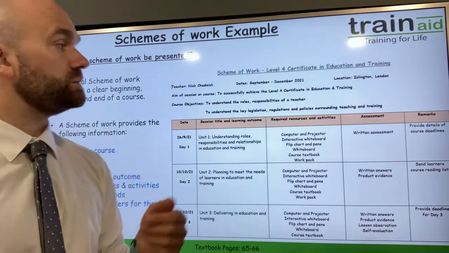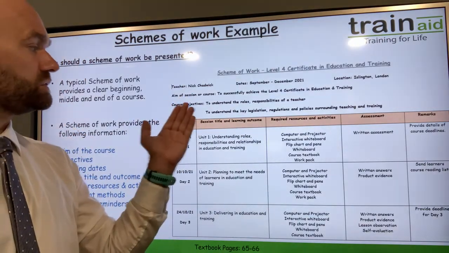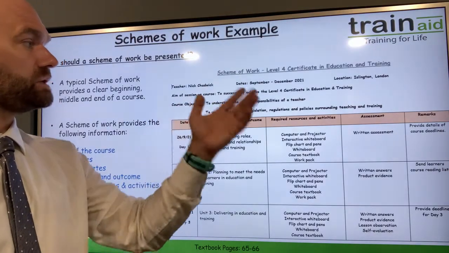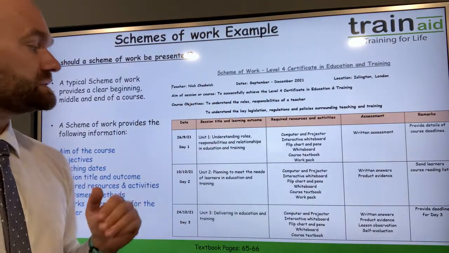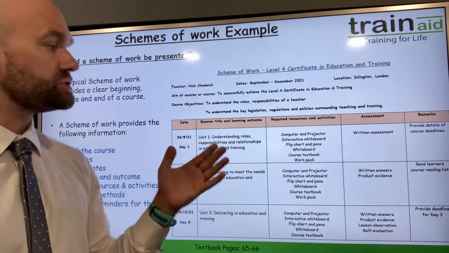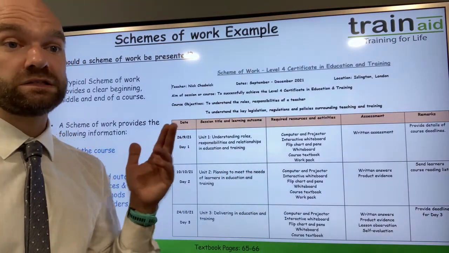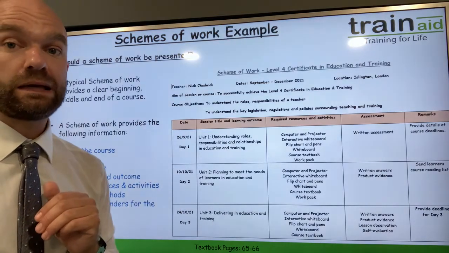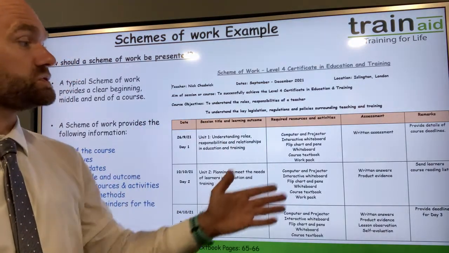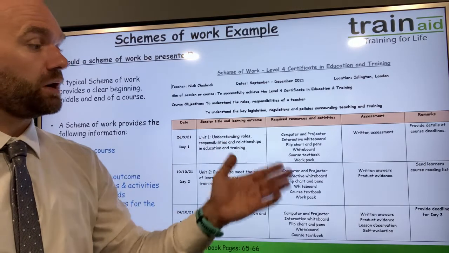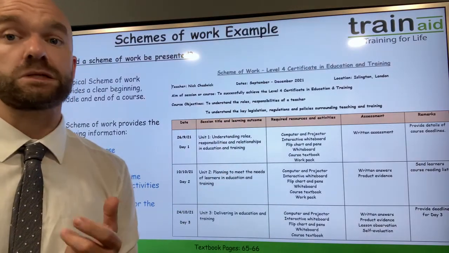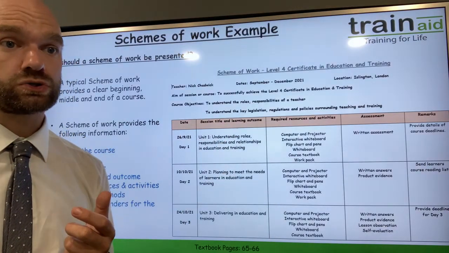And as we can see, we have the course aim, we have the course objectives, the location is on there as well, course dates, and we also have a range of different rows within our scheme of work outlining the different lessons, okay, the activities, required resources, and also remarks as well. So those are reminders for the teacher or trainer.